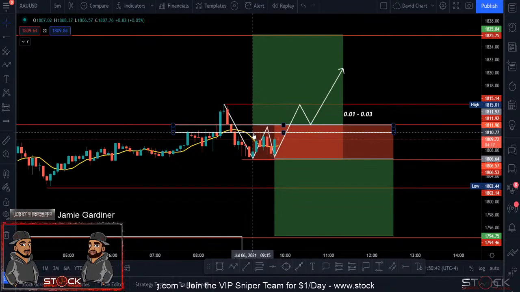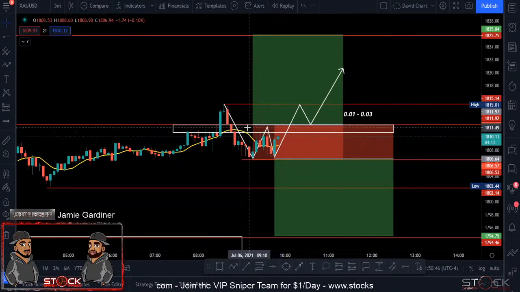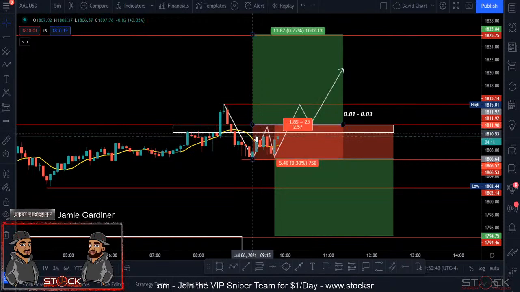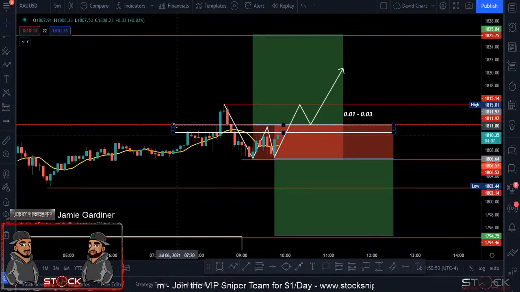Right in there. Okay, this is where the double top, sorry, the double bottom is forming. All right, so if it starts to break this wick right here in this zone, the white rectangle, then look for a huge push.